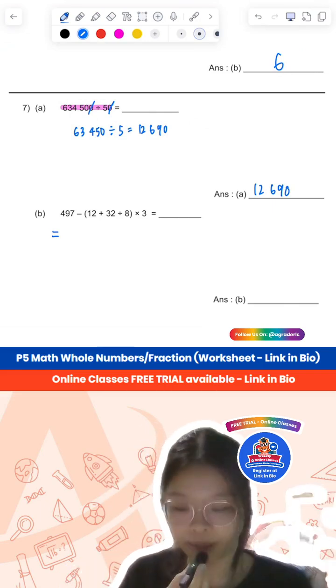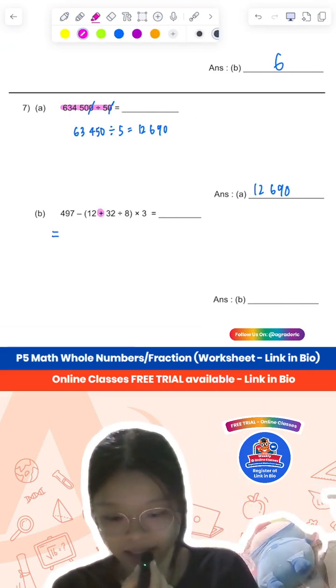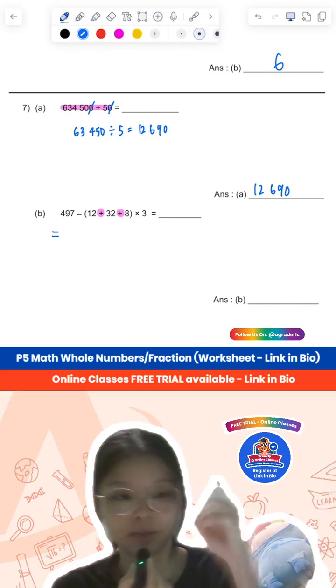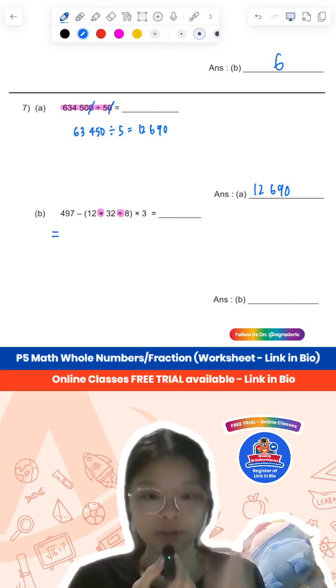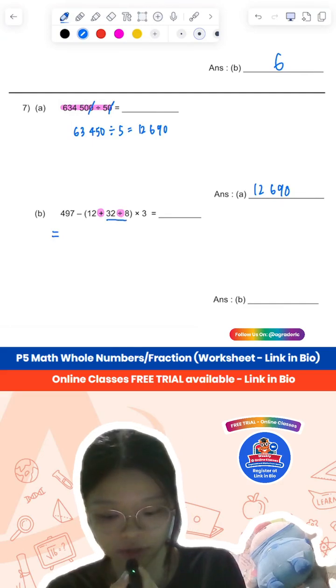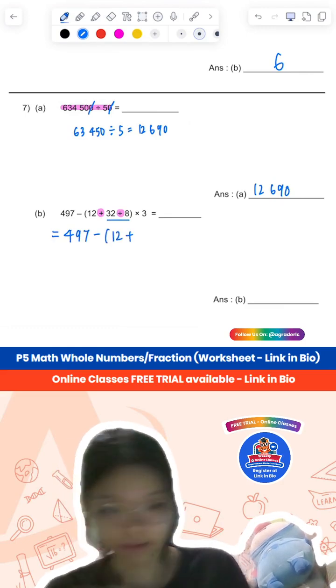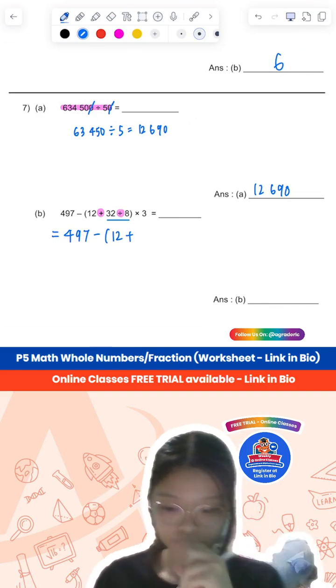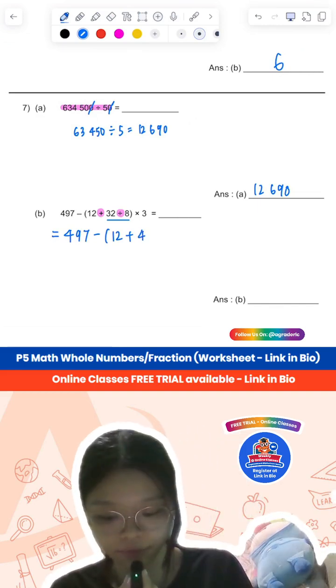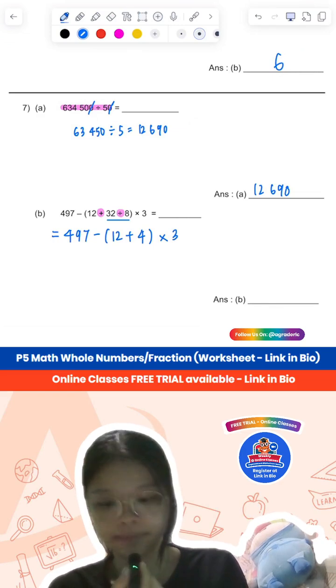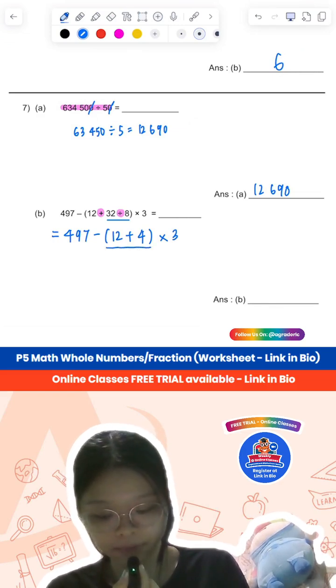Okay, and in the bracket, you see that there is a plus sign. And there is also a division sign. So you must remember, inside the bracket, you still follow the rules. So division should come first. Okay, so we copy everything down. 497 minus 12 plus 32 divided by 8 is 4, and then times 3. Okay, now we are left with the plus, so we can do it now.